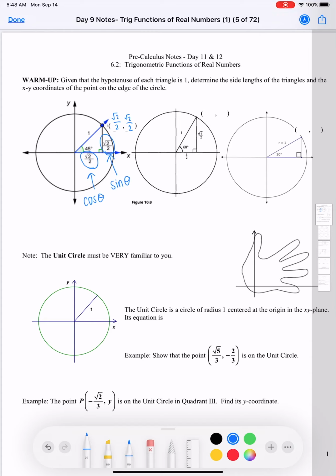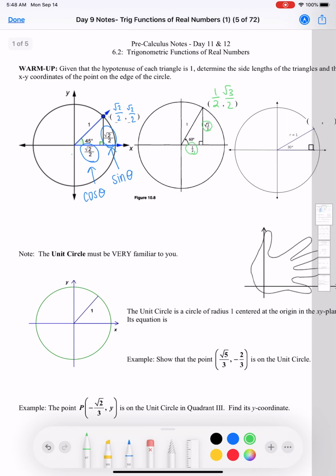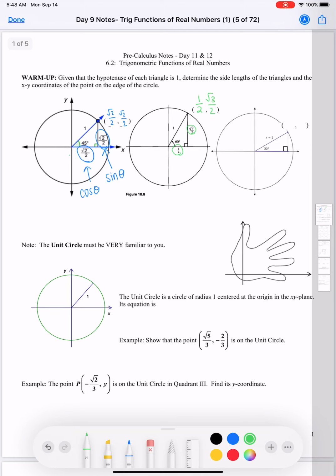Okay, looking at the next triangle. Once again, we're given both of the side lengths, 1/2 and root 3 over 2. And so this 1/2, that is going in the x direction, horizontal direction. So that's going to go in our first position of our coordinate pair. And then root 3 over 2 will be our y position. All right. And then notice the third one, we don't have the side lengths actually given to us, so we're going to find those first, and then we will state what the coordinate pair is.